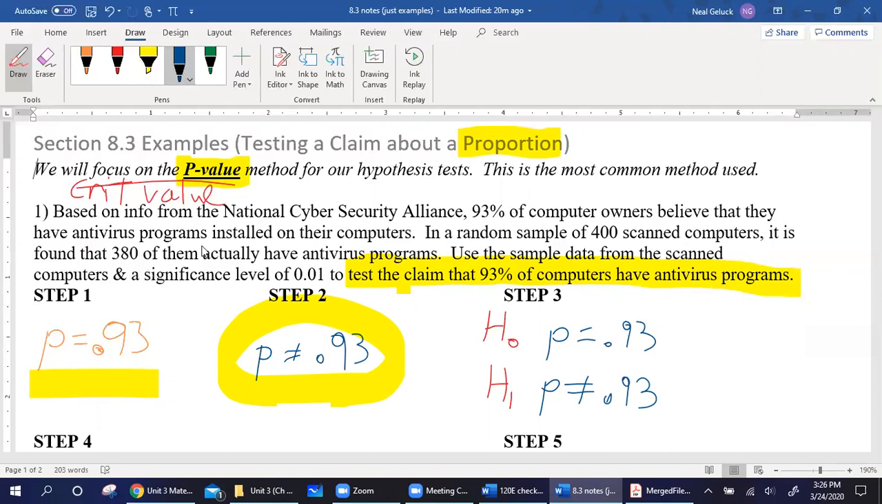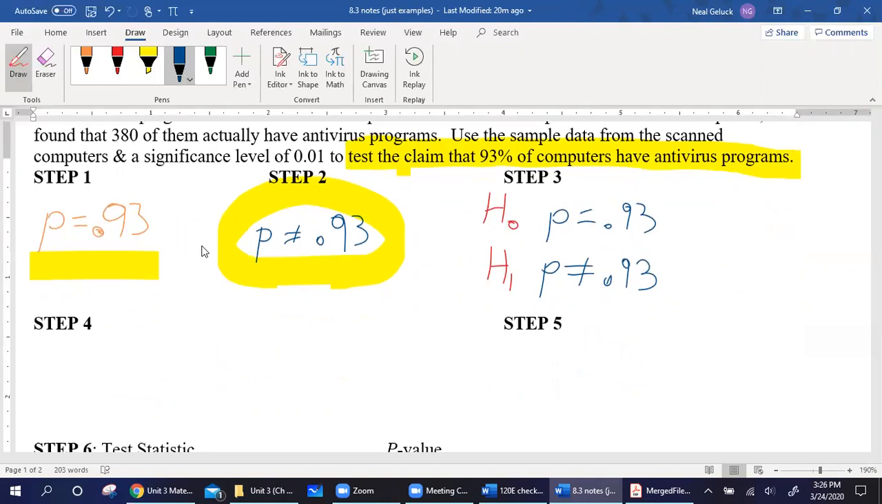Remember, step 4 and step 5 are very simple. Step 4 is basically to choose a significance level, but I will always give it to you. It is a significance level of 0.01. That's my alpha level. Step 5 is to figure out what test statistic I'm going to use. Since we are dealing with proportions, this is automatically going to be a Z test statistic.